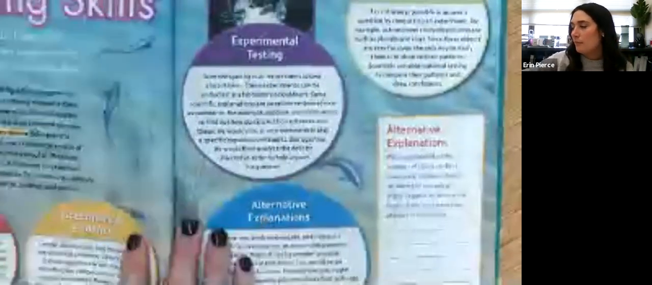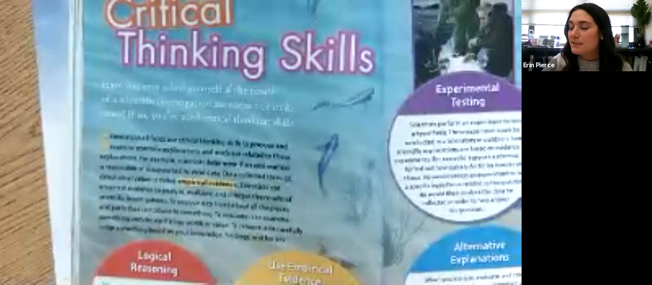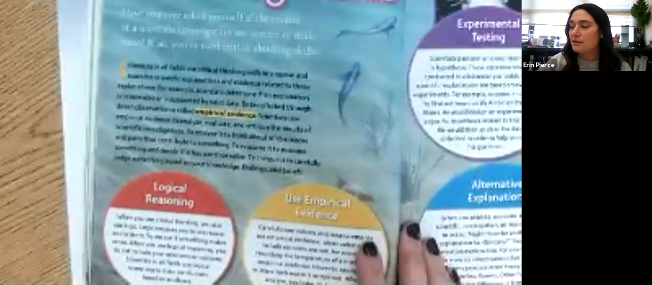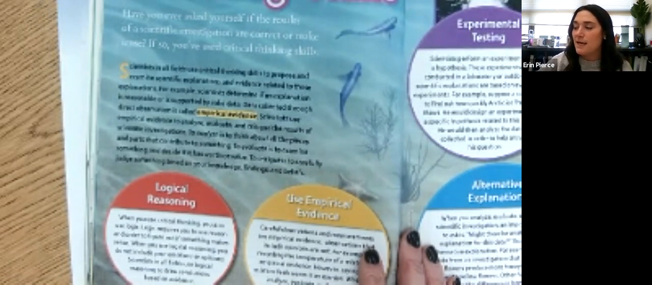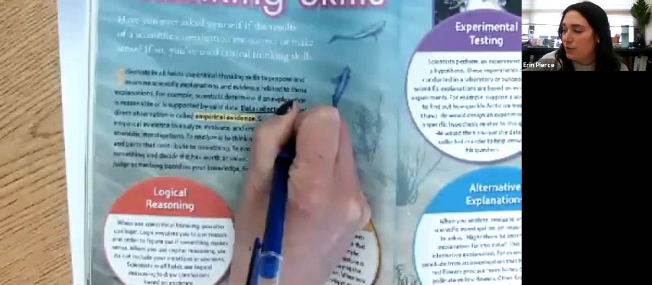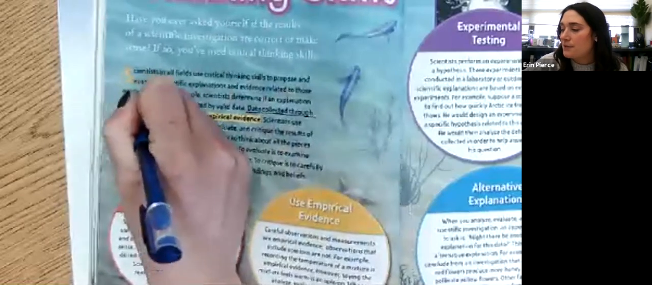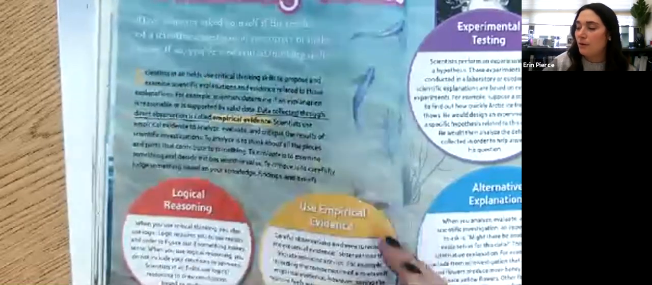All right, let's take a look at page 24. Critical thinking skills. Scientists in all fields use critical thinking skills to propose and examine scientific explanations and evidence related to those explanations. For example, scientists determine if an explanation is reasonable or is supported by valid data. Data collected through direct observation is called empirical evidence. I'm going to underline that.